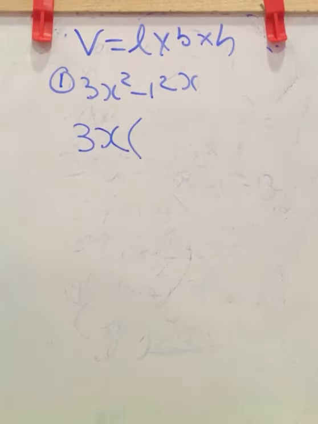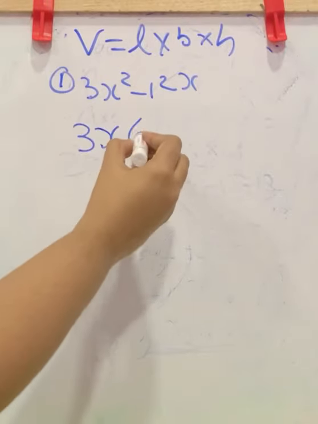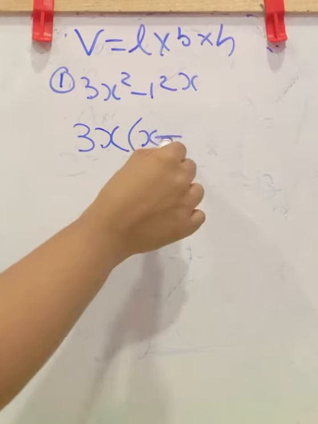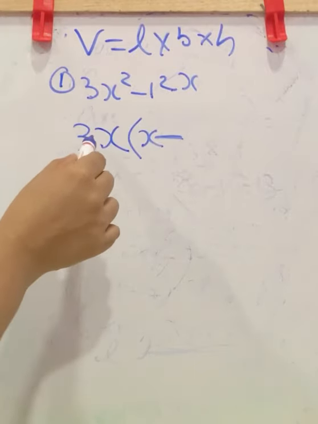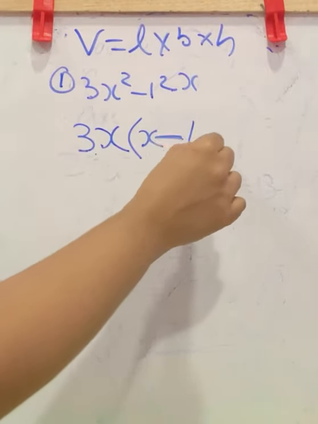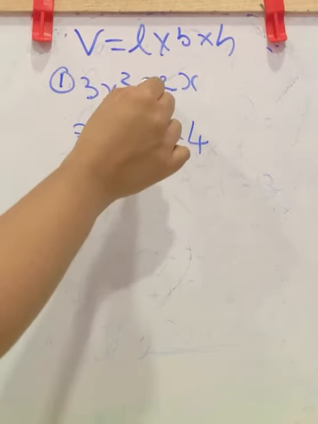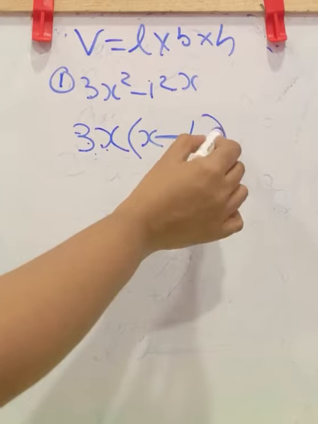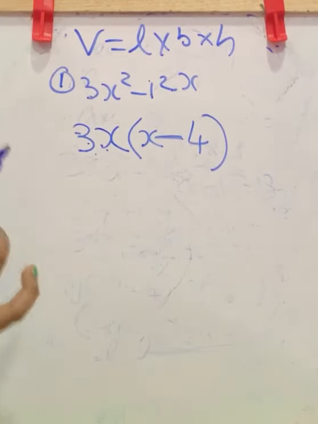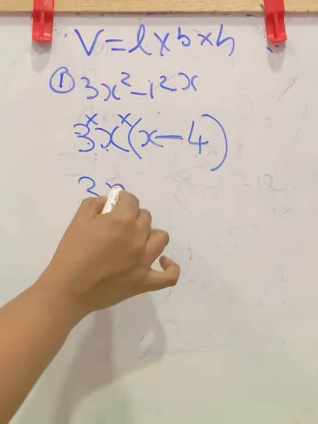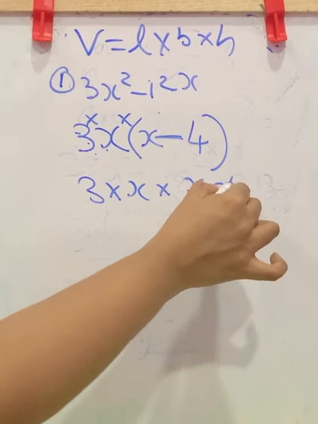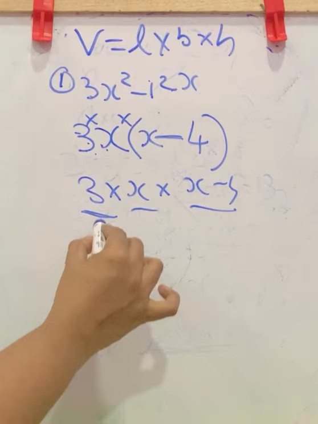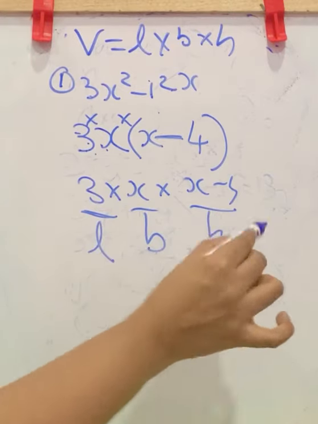From the first term, 3x is taken outside, the balance will be x. Now from this, minus is here. From 12, 3 is taken as a factor outside, so the balance will be 4 because 4 3s are 12. Now x is already taken, so we don't want to put x here. x minus 4 is enough. Now you can check, that is 3 into x minus 4. We got three factors, that is length into breadth into height.